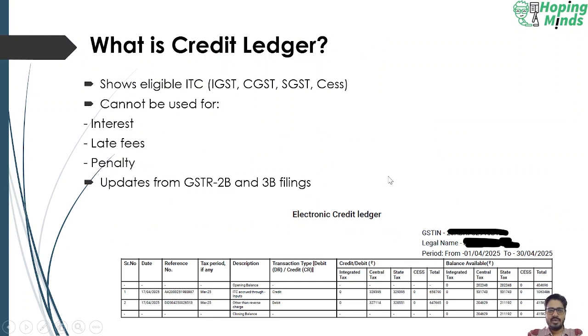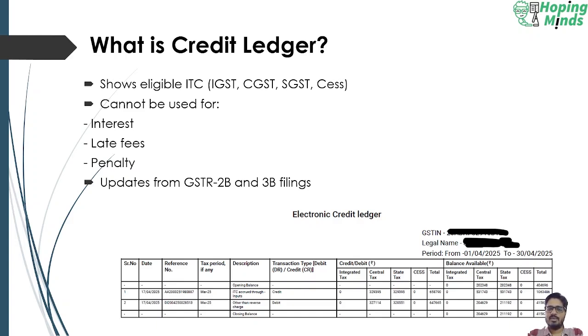So let us now have a look at the screenshot of what we just saw live on the GST portal. Electronic credit ledger. It shows the eligible input tax credits under the heads IGST, CGST, SGST and cess. It cannot be used for payment of interest, late fee and penalty. So interest, late fee and penalty must be paid in cash, and input tax credit cannot be utilized to pay these components.